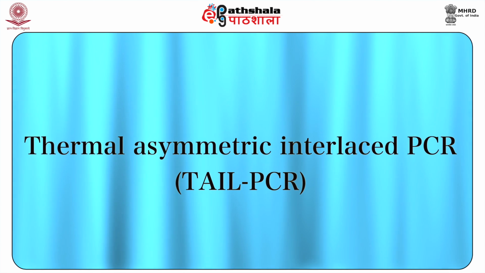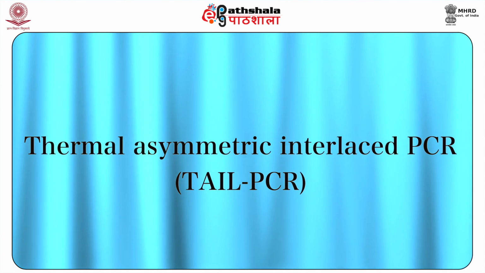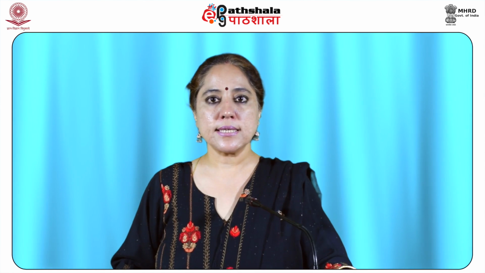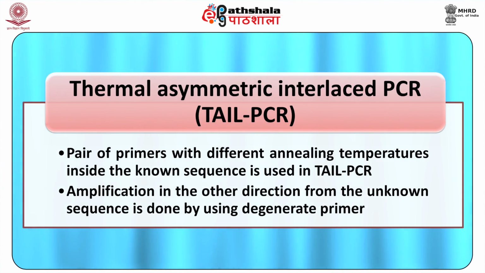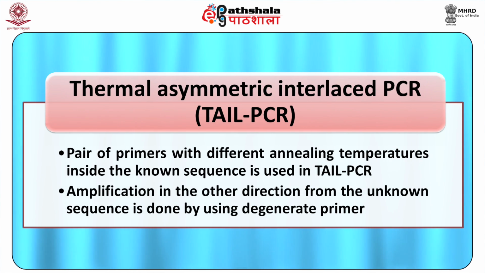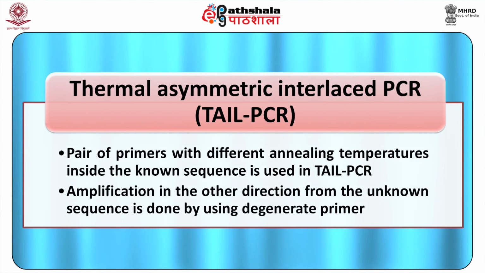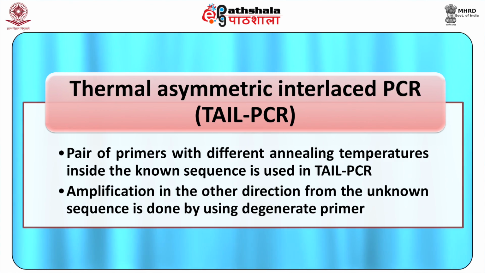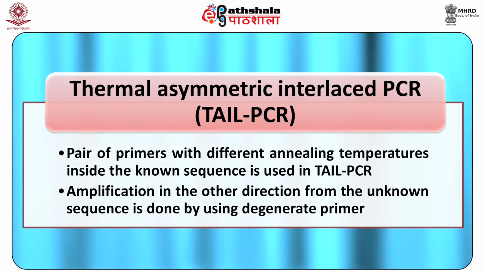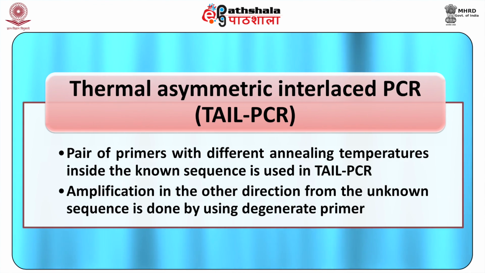RT-PCR is broadly used in expression profiling, in analyzing gene expression or identifying the sequence of an RNA transcript. Thermal asymmetric interlaced PCR, referred to as TAIL PCR. In this, an unknown sequence adjoining a known sequence is isolated. A pair of primers with different annealing temperatures inside the known sequence is used in TAIL PCR. Amplification in the other direction from the unknown sequence is done by using a degenerate primer.